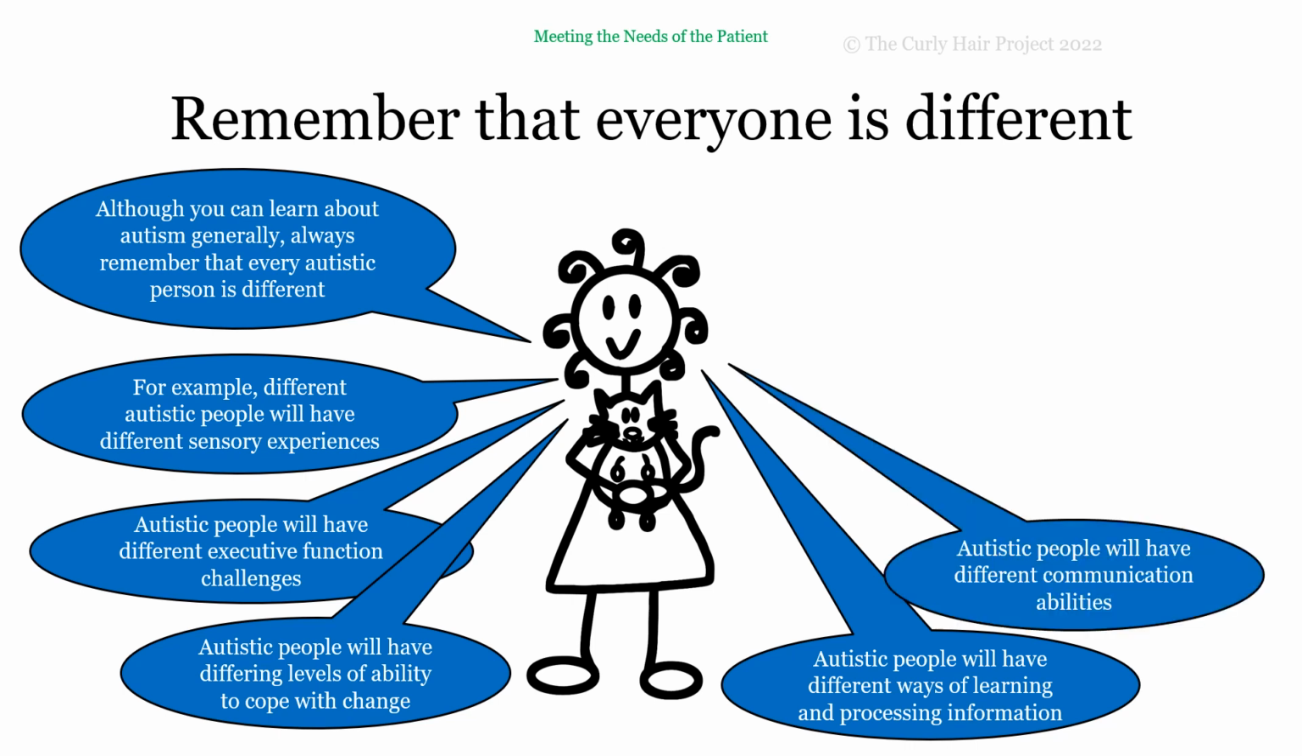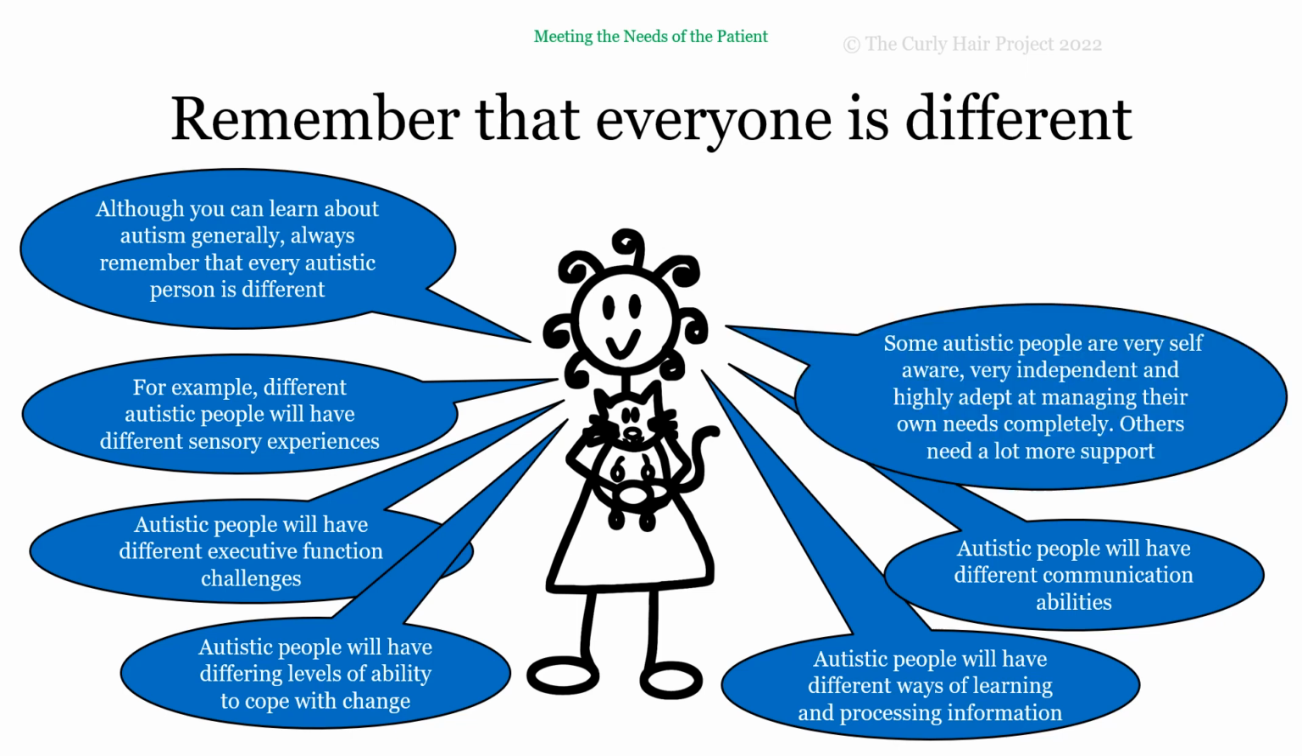Autistic people will also have different communication abilities. Some will be able to communicate very well, others will struggle a lot more. And also be aware that some autistic people are very self-aware, very independent and highly adept at managing their own needs completely. In comparison, others may require a carer or need a lot more support.